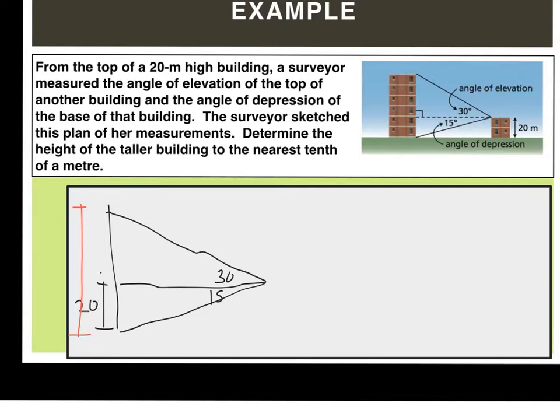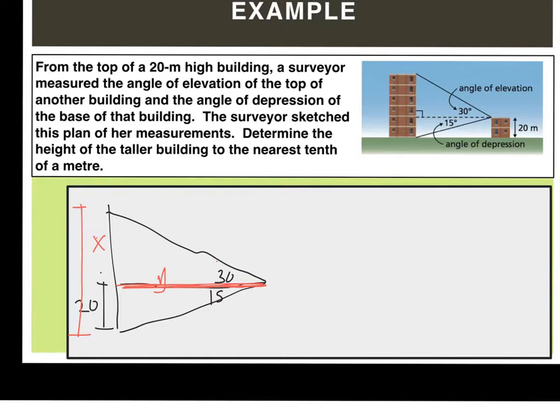Now we need to figure out something first, because my end goal is to figure out this side here. But I only have one piece of information in that triangle. I only have the 30 degrees. So I'm going to need another piece of information. I can find that adjacent side, this side here. If I find that side between the 30 and the 15 degrees, I'll call it Y, then I'll be able to use it to find the side I want.